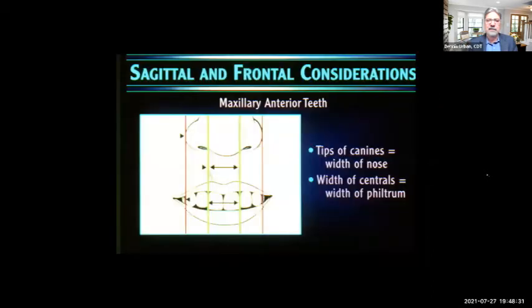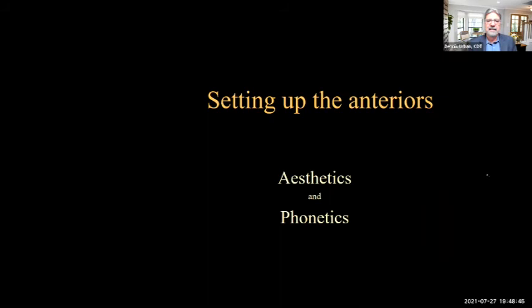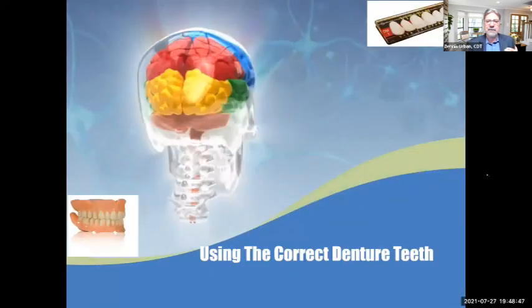And if you look at the tips of the canines, they're usually equal to the width of the nose, and the width of the centrals is equal to the width of the philtrum. We want to set denture teeth to replicate nature, something that's harmonious and aesthetic. So when we're setting up our anteriors, we want to use the correct denture teeth.